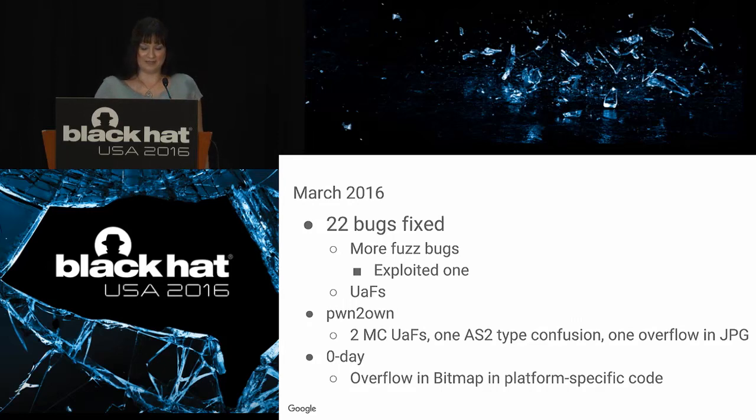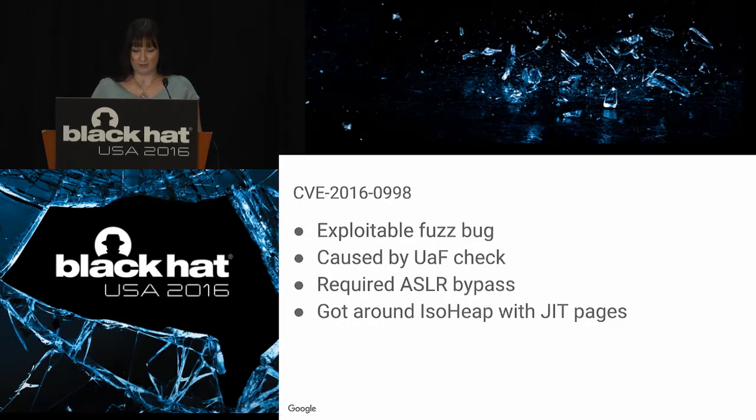There were 2 use after frees, real stragglers from the big fix, 1 type confusion in ActionScript 2, and 1 overflow in JPEG. And what was also interesting is there was a 0 day, which was an overflow in the bitmap class and platform-specific code. And that was kind of interesting because that was probably the first platform-specific bug I'd seen in Flash used in an exploit. So I'm hoping that's a sign that bugs are starting to get picked over enough that it's worthwhile to use platform-specific bugs where it wasn't before.